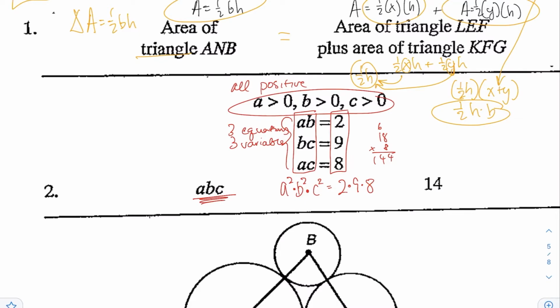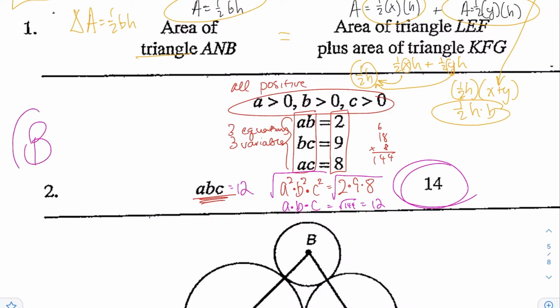Now, once you know that, then you can do the square root on both sides, which will actually simplify everything to just A times B times C, which is equal to the square root of 144, or 12. So here, when you're comparing 12 to 14, 14 is going to be larger, so the answer is going to be B.